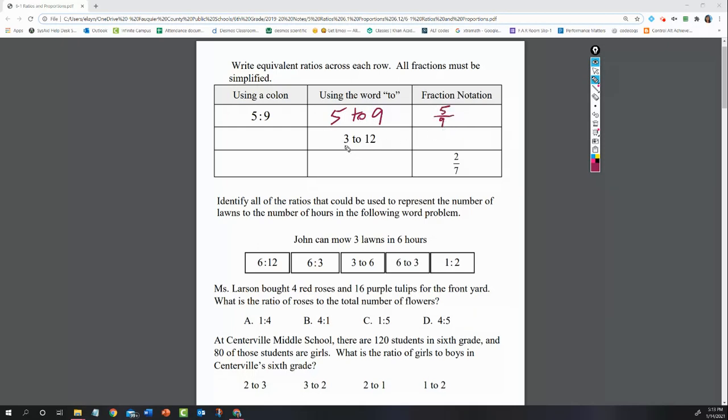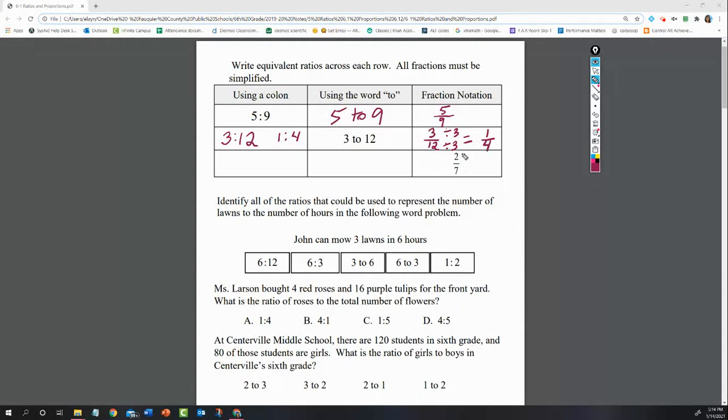Let's look at the ratio 3 to 12. If I wanted to write it using the colon, I would just write 3:12. I can also simplify that. Both of those numbers are divisible by 3, so I could write 1:4. And then if I wanted to write it as a fraction, that would be 3/12. Or if I'm going to simplify it, both are divisible by 3. So I'm going to write divide by 3, and that is 1/4.